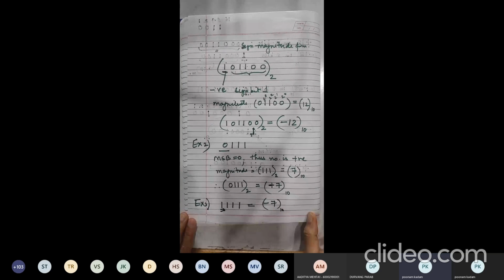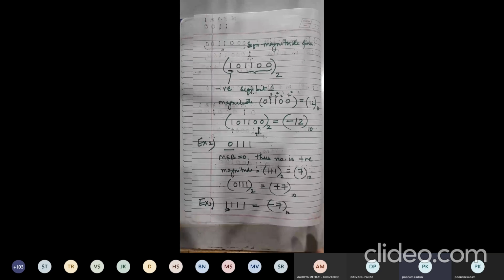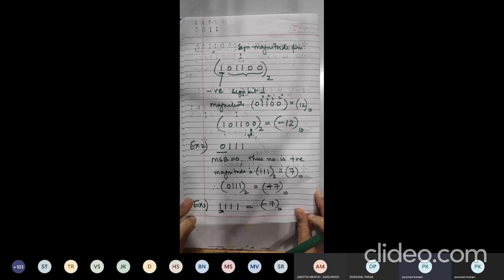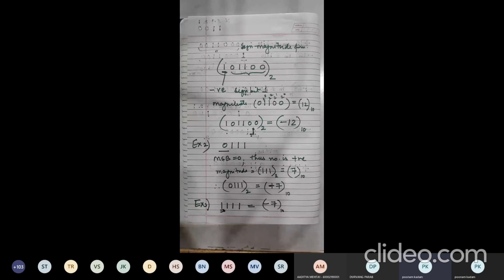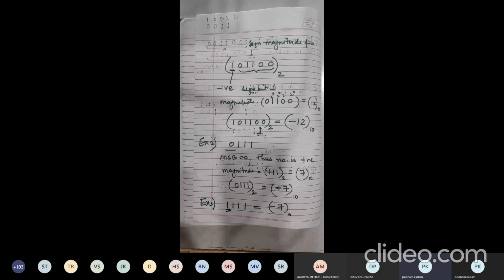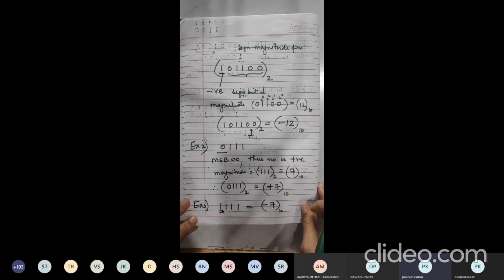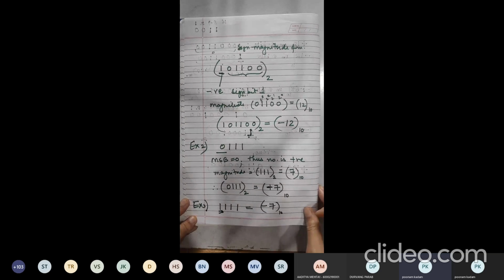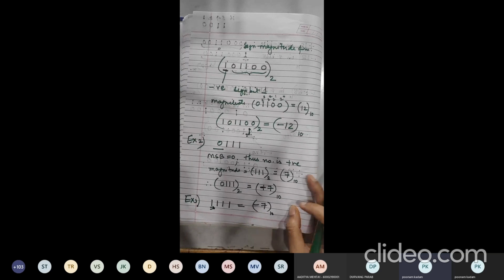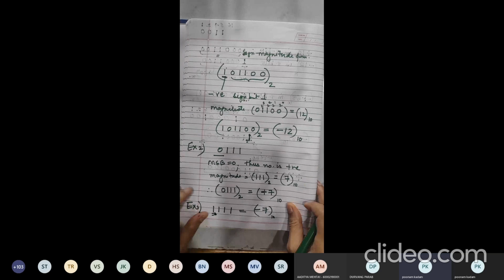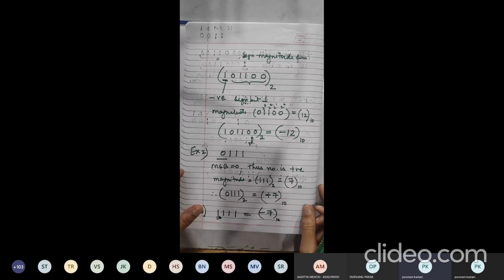Okay. I hope it is now clear to all of you how to represent a decimal number in sign magnitude form, and how to find out which decimal number is being represented when the binary sequence is given in sign magnitude form, right? Now let us look at one of the drawbacks of this form of representation. Although it appears to be a very simple way to represent negative numbers.